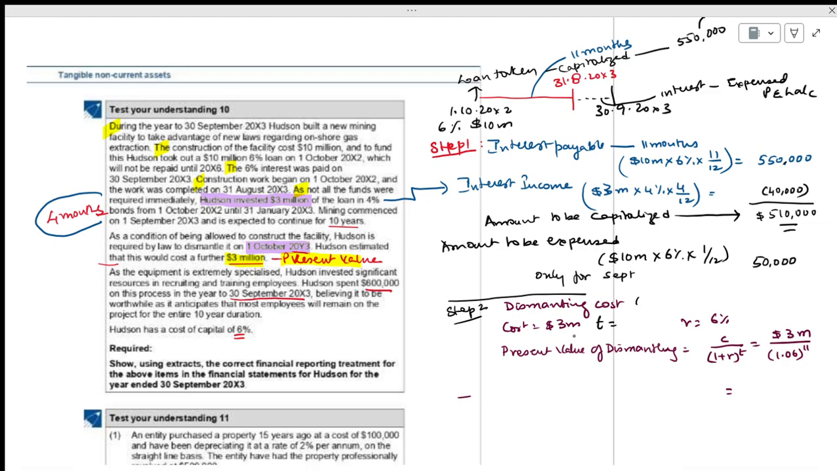They said that when the construction work begins on 1st October 2002, it will be completed by 31st August 2003. Okay, 31st August 2003.